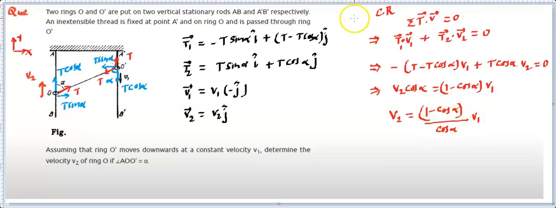If you look at the options that were provided to you at that time, it was in terms of sine square alpha by 2 or something like that. So you can apply the formula of 1 minus cos alpha as well. That becomes twice sine square alpha by 2 divided by cos alpha, which remains as such, into v1. That will become your answer. So one of the options was this, so you need to mark that option.